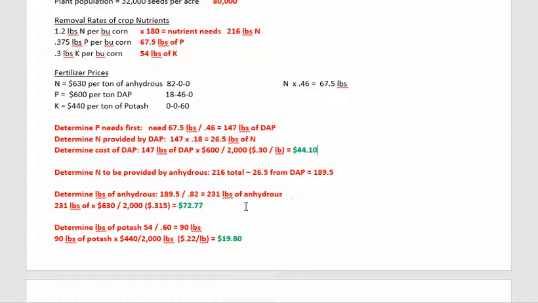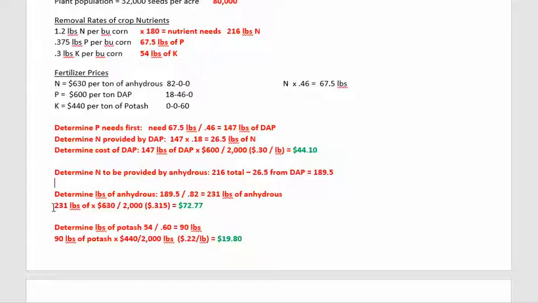For nitrogen, we determined the total N to be provided by anhydrous. We needed 216 total pounds of N. We already determined that we got 26.5 pounds from the diammonium phosphate, so we need 189.5 pounds from anhydrous. Again, what we want by what we got. Take pounds of N that we need, divided by 82% N anhydrous, gives us 231 pounds of anhydrous that's needed.